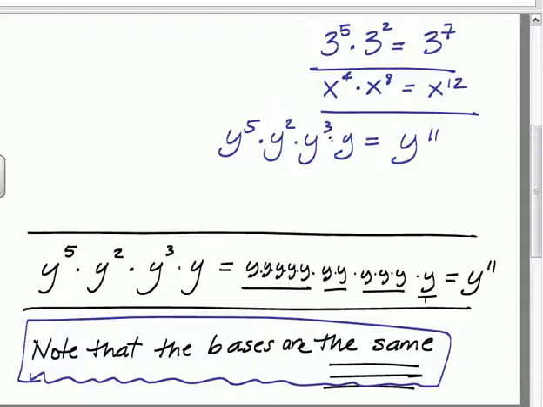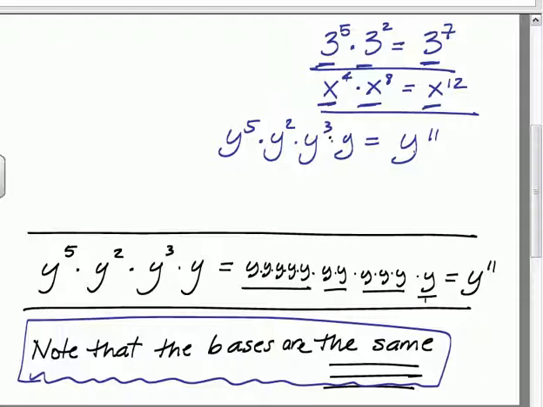So in the first one, 3 to the 5th times 3 squared gives us 3 to the 7th. Take a look at this. We have common bases, same base, 3, and in the answer, our base stays the same. Isn't that sweet? Okay. Then, how do we get our exponent? Well, 5 plus 2 gives us 7. Base is x, in the answer, the base is x. Exponents, 4 plus 8 gives us 12. Oh, how are we getting this shortcut?